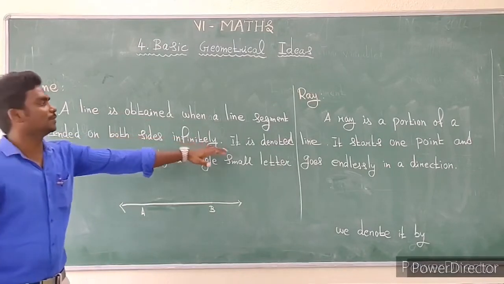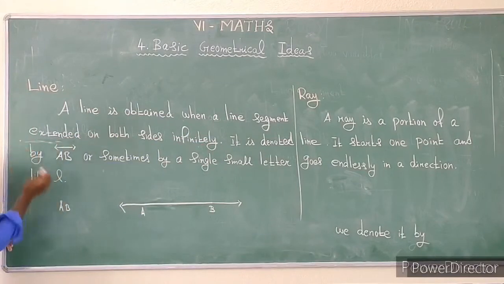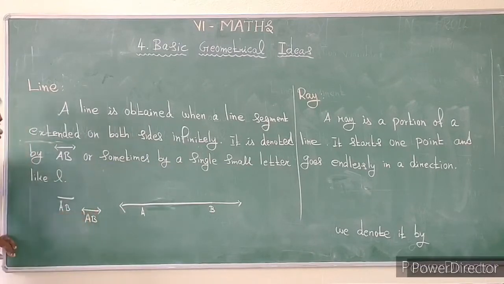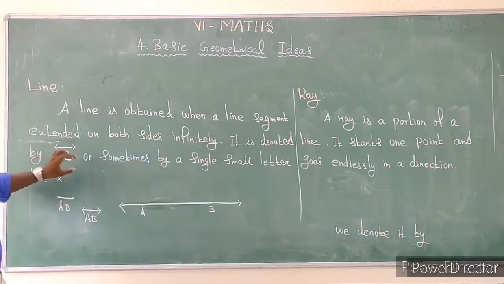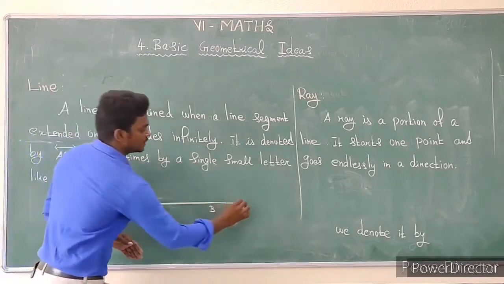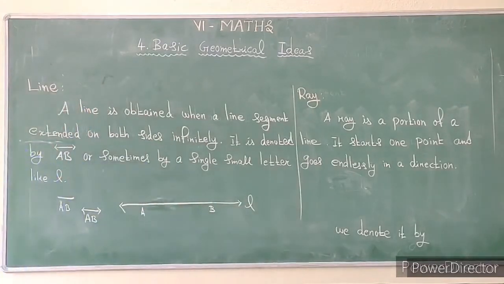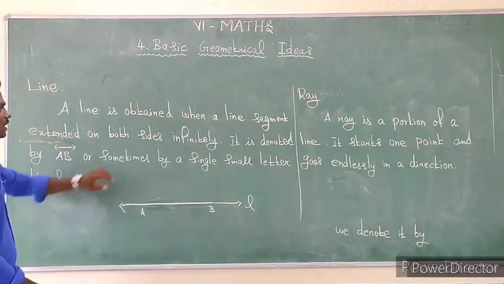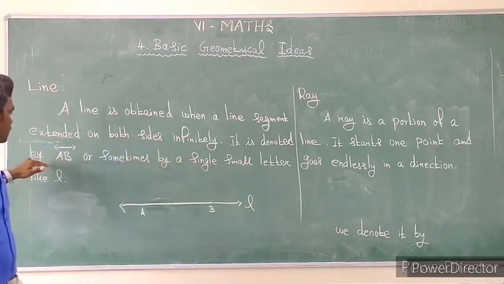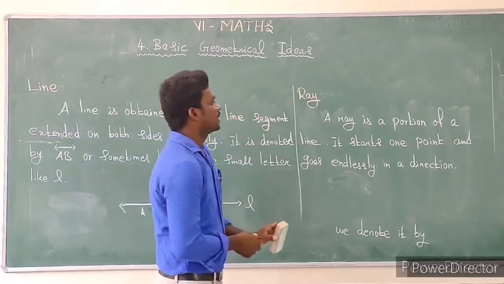It is denoted by AB with the line symbol. A line segment is denoted by AB with the line segment symbol, and a line is represented by AB with the line symbol, right? Sometimes a line is denoted by a single small letter like l. So this is called line l, or we can say line AB. A line is obtained when a line segment extends on both sides infinitely. It is denoted by line AB, or sometimes by a single small letter, l.